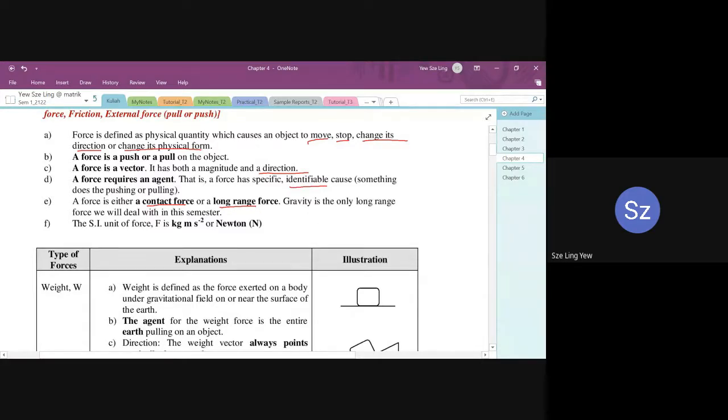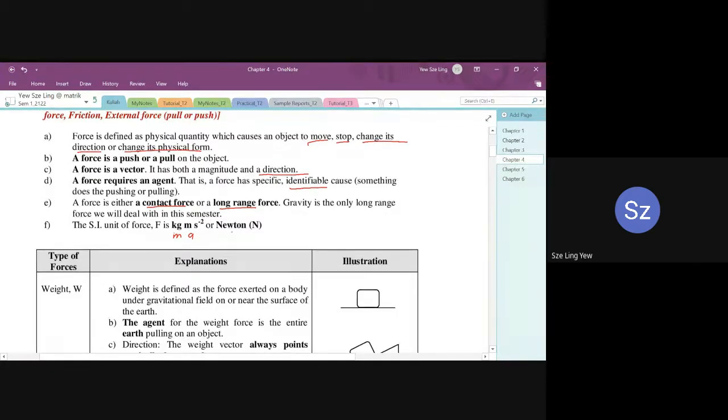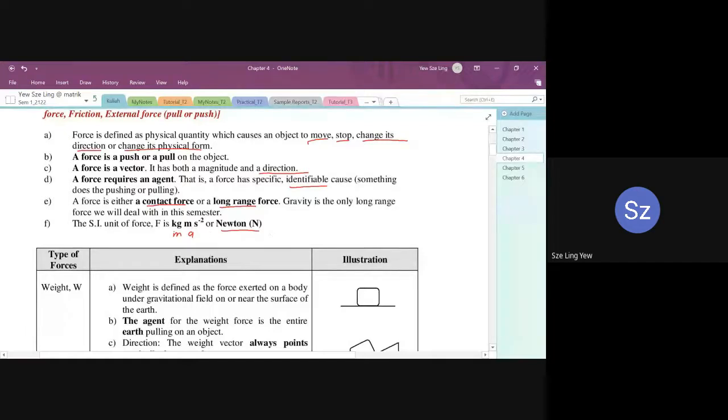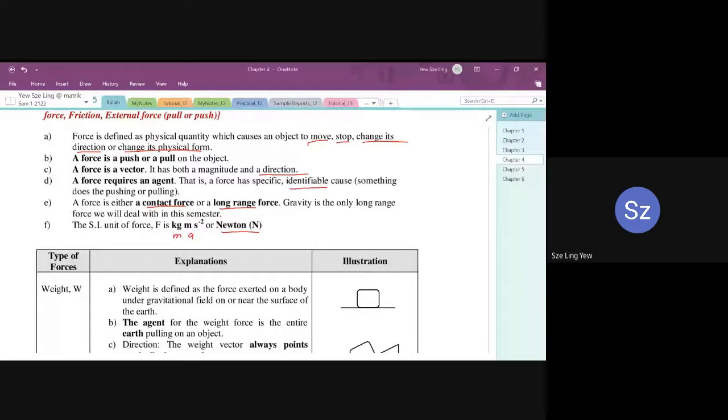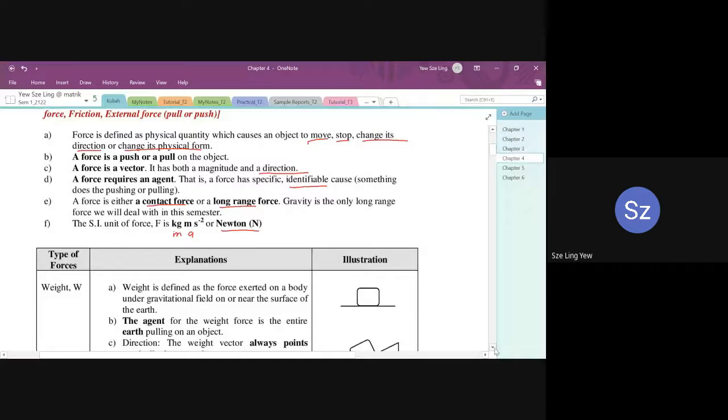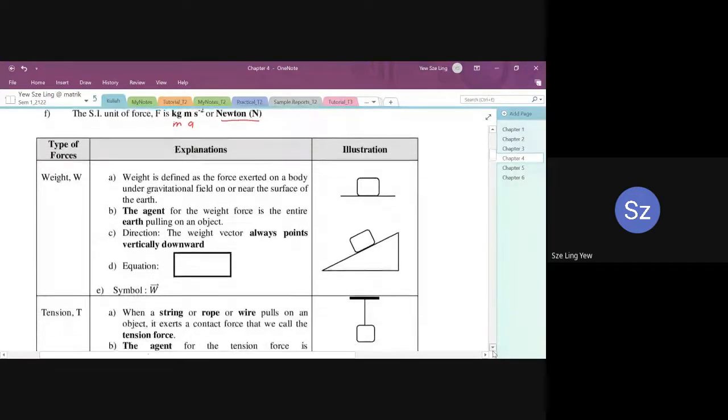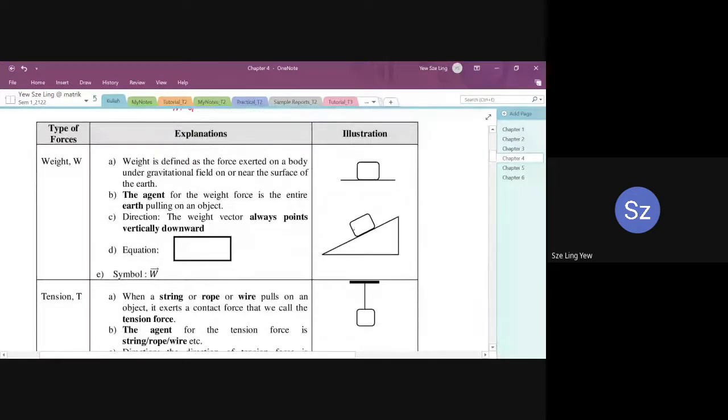So contact force is our main focus today. The SI unit of force is kg m s^-2, because of the equation F = ma, or the newton, which is a special SI unit. So both of them are SI units, just that one is a special SI unit and the other is in terms of base units. Right, so today we are going to look at 5 types of force. Five different types of basic force.